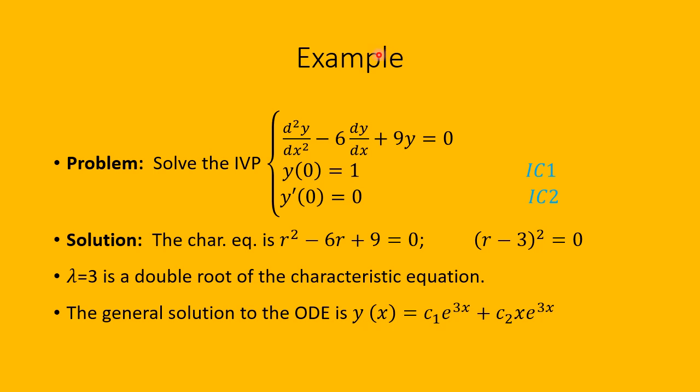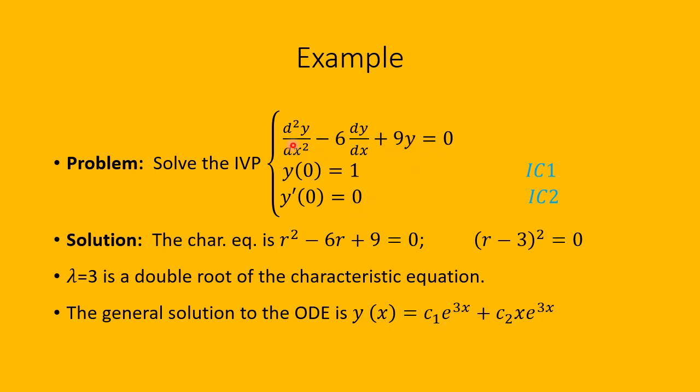But first, let's look at an example. Let's consider this problem. Solve the initial value problem, the second derivative of y with respect to x minus 6 times the derivative of y with respect to x plus 9y equals 0, and the conditions, y of 0 equals 1 and y prime of 0 equals 0.